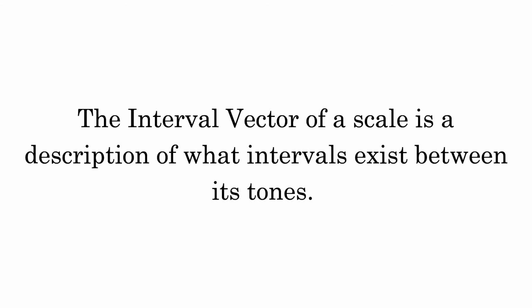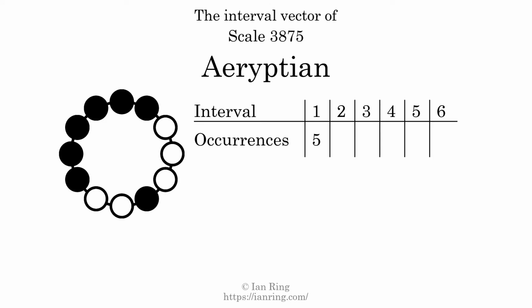The interval vector of a scale is a description of what intervals exist between its tones. There are 5 intervals with a size of 1 semitone. They are here, here, here, here, and here. There are 4 intervals with a size of 2 semitones. They are here, here, here, and here. There are 4 intervals with a size of 3 semitones. They are here, here, here, and here.